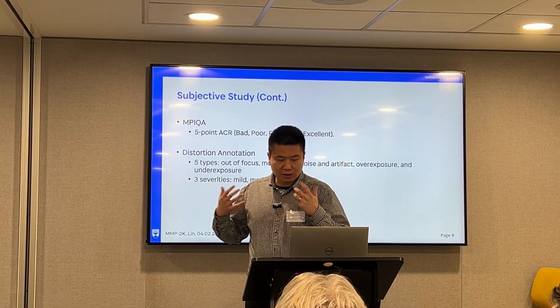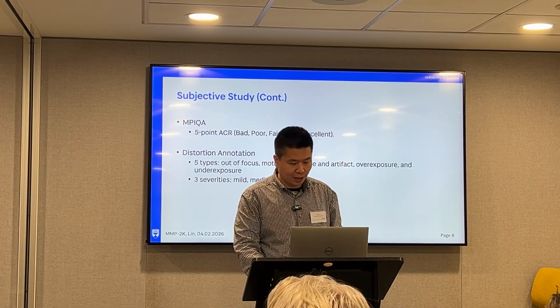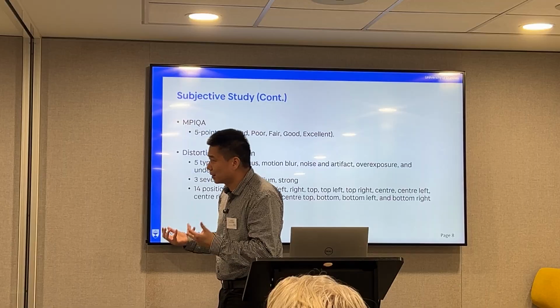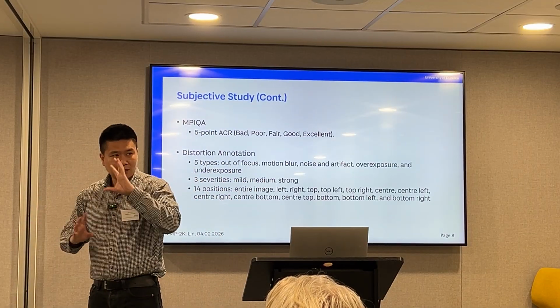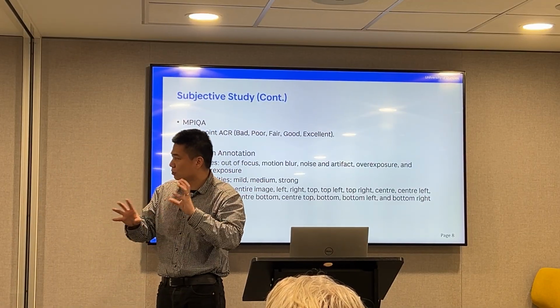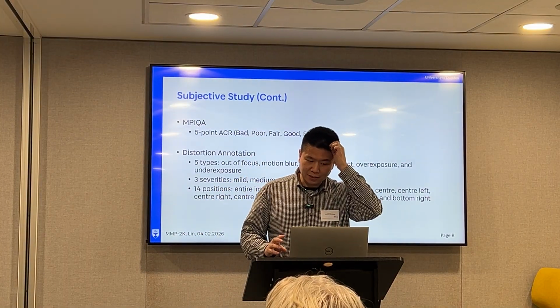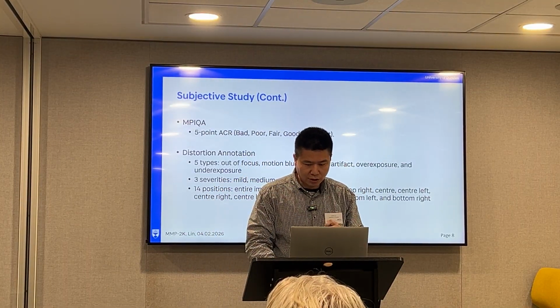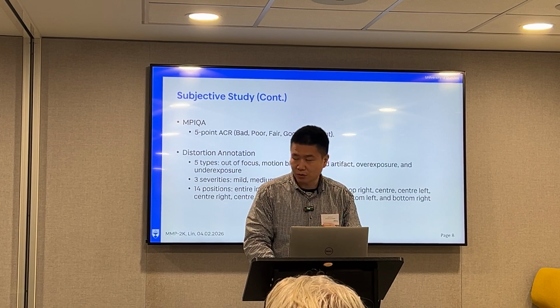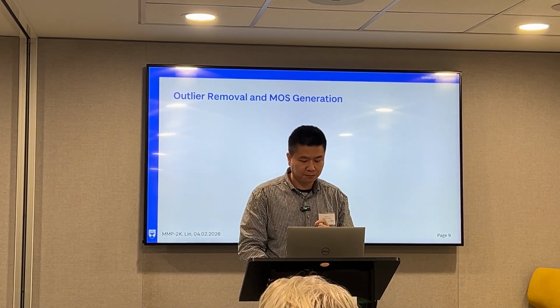And we also give some severity: mild, medium, and strong. And the 14 positions: entire image, left, right, up, top, down, and also top-left, very specific. Okay, so we get these ratings. After we get that, we also do some outlier removal.